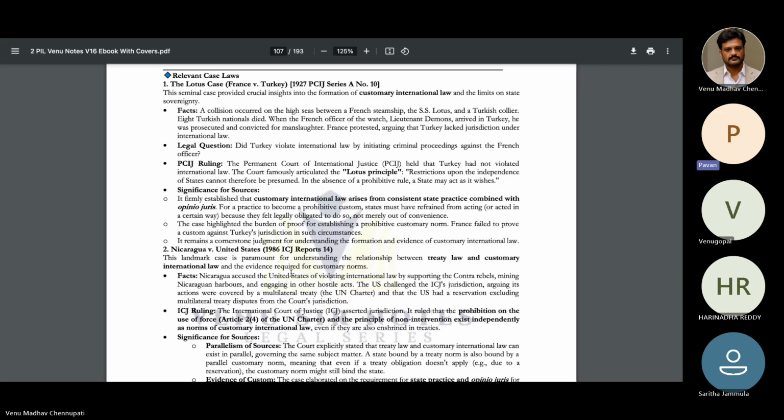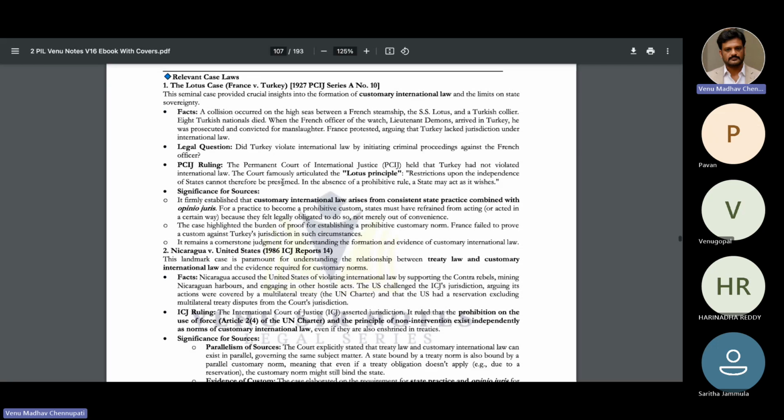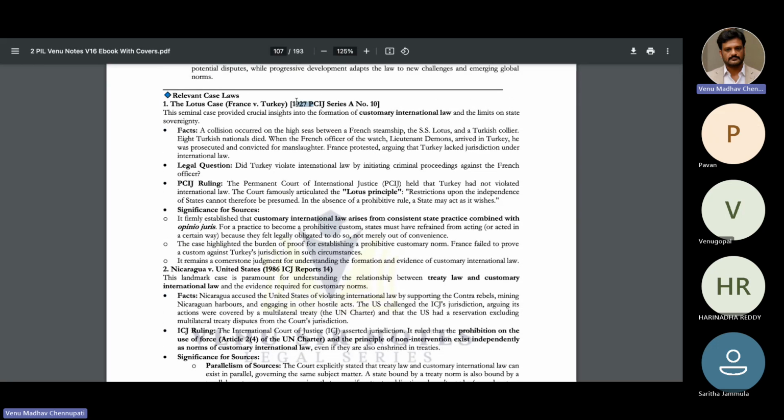This is one of the famous cases, the Lotus case. Basically, sir, I think this was formed even before the UN Charter. It is a 1927 case, a very old case. That's why it is called the Permanent Court of International Justice. But the case is important because it highlighted the Lotus principle. Basically what it is saying is, if there are no international laws, then the state law prevails. Okay, but the absence of a rule doesn't mean that a state may act in whatever way it wants.